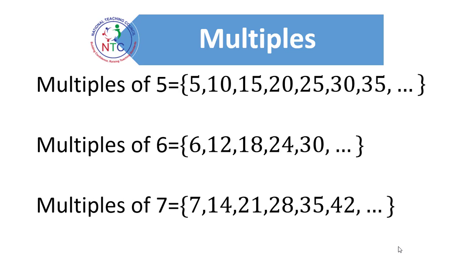The multiples of 7 too may also include 7, 14, 21, 28, 35, 42, and so on and so forth.